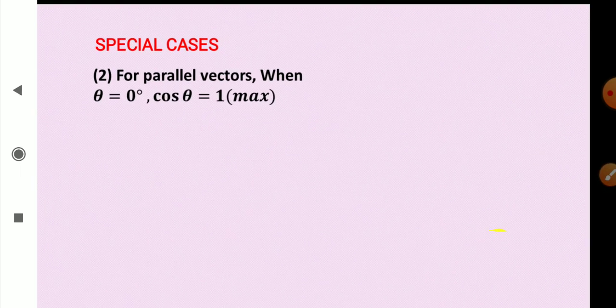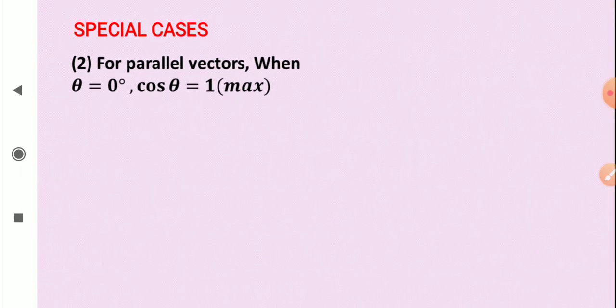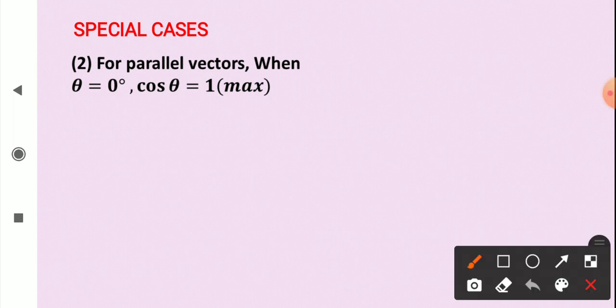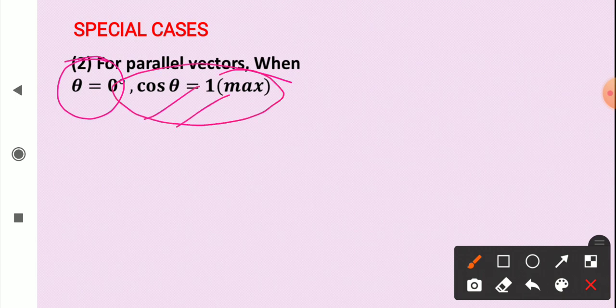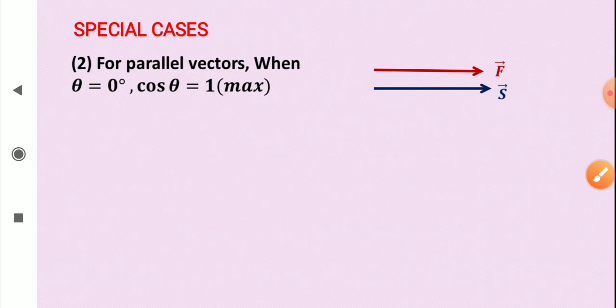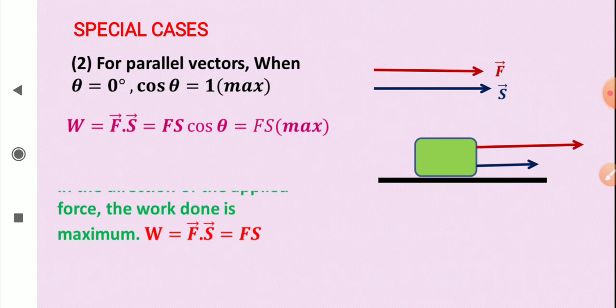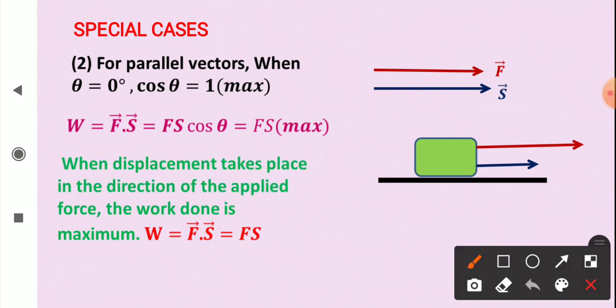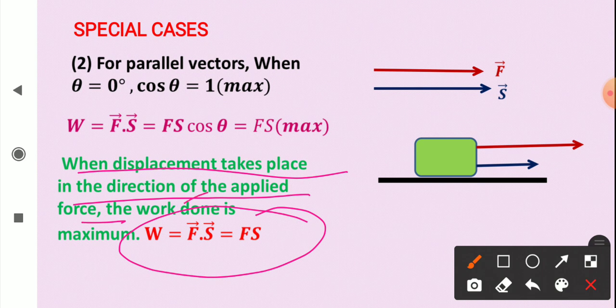Now, some special cases. For parallel vectors, when force and displacement are parallel, that is, the angle between them is 0, and you know that cos 0 has the maximum value equal to 1. So, if a force and displacement are parallel, like applied on this body, then when displacement takes place along the direction of applied force, the work done is simply F dot S or Fs, which is the maximum work done by the given force.